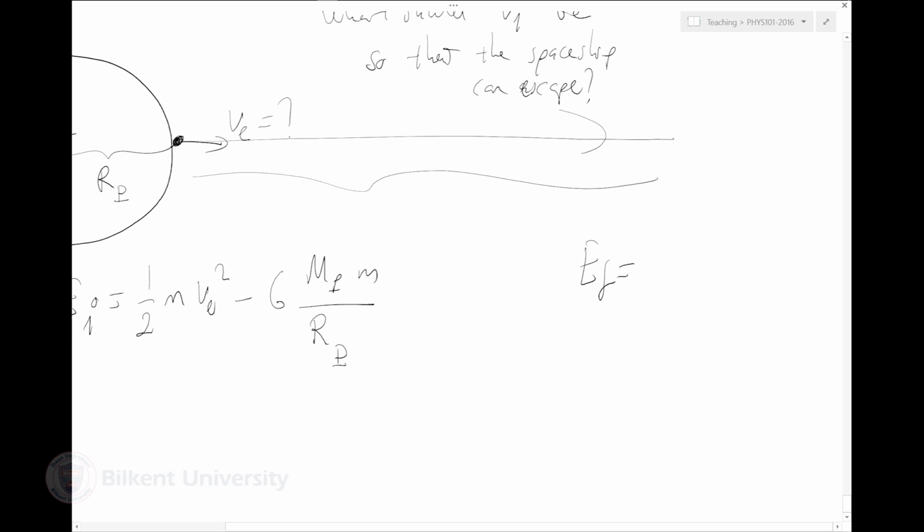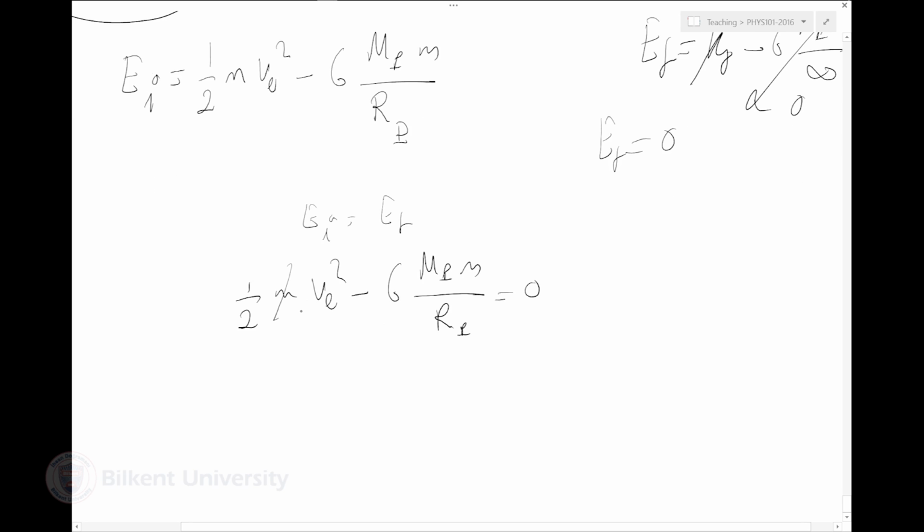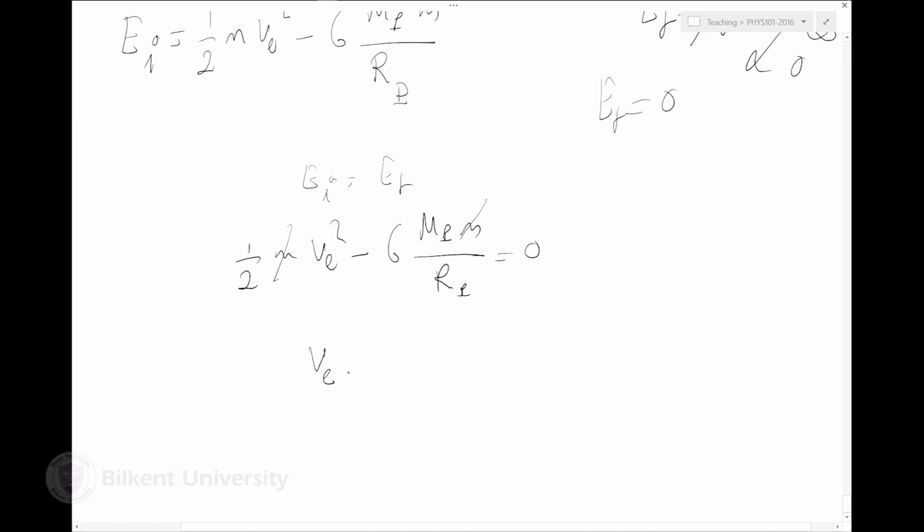What's my final energy? Well, I want this object to go to infinity with the minimum possible velocity. So when I reach infinity, my turning point has become infinity. So my final kinetic energy, I want that to be 0. And my final potential energy would be minus G m planet m divided by infinity, which is 0. So my final energy is 0. So essentially, E initial is equal to E final: 1/2 m ve square minus G m planet m divided by r planet is 0. The m's cancel. Ve is the square root of 2G m planet divided by r planet.